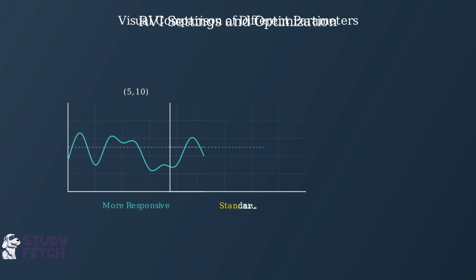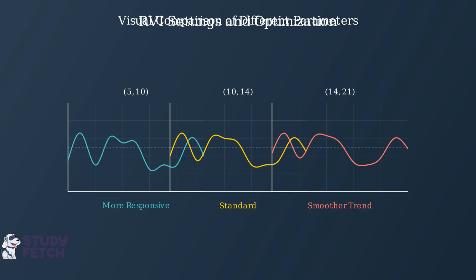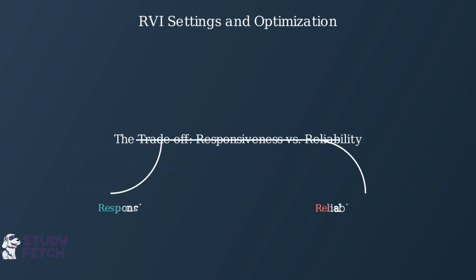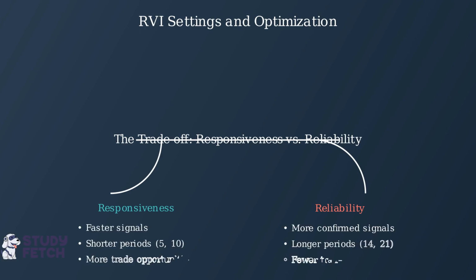Shorter periods like 5 and 10 create a more responsive indicator that's suitable for short-term trading, but generate more false signals. Longer periods like 14 and 21 produce a smoother line that's better for identifying major trends, but may be slower to signal changes. When optimizing RVI parameters, you're balancing a fundamental trade-off between responsiveness and reliability. More responsive settings provide faster signals and more trading opportunities, but with higher false signal risk. More reliable settings give confirmed signals but may miss opportunities.